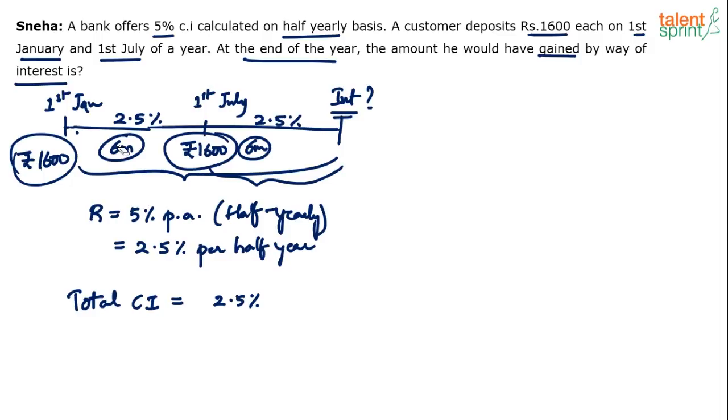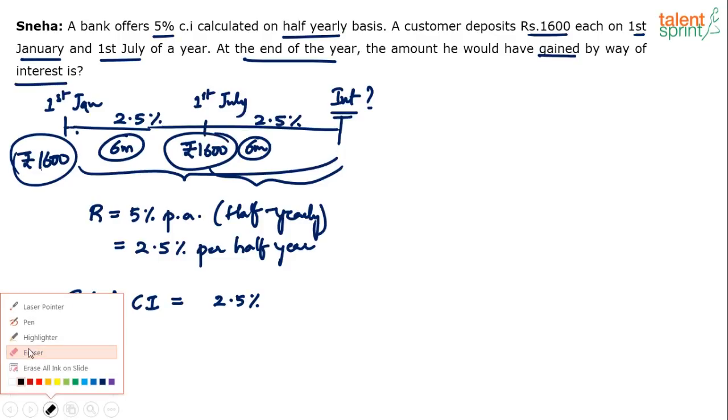You understand, the first 1600 rupees will get 2.5 plus 2.5 plus 2.5 into 2.5 by 100. The second 1600 will get only 2.5. I'm unable to use the tool. One second.